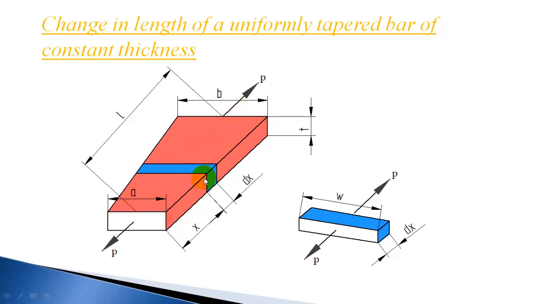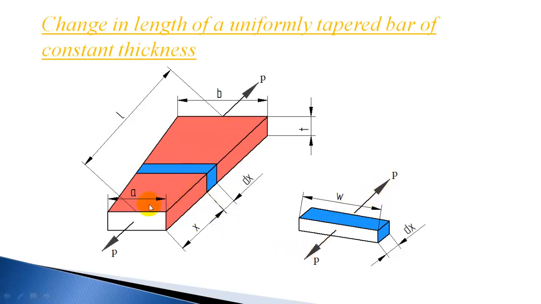Now we will take a differential length at a distance x. Length is dx, a small length dx. Now this portion you can consider. This portion is separately taken and shown here, and it's subjected to a pull.